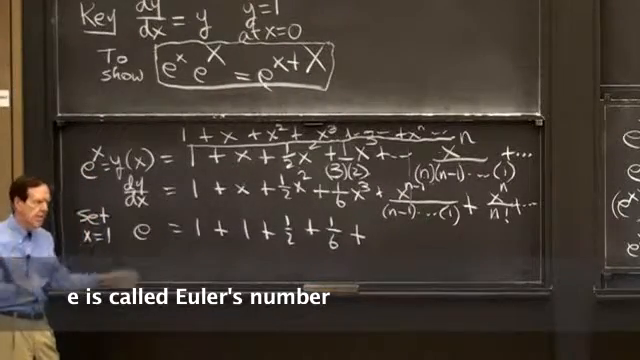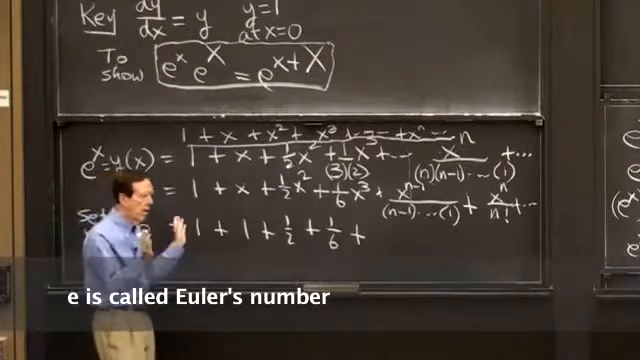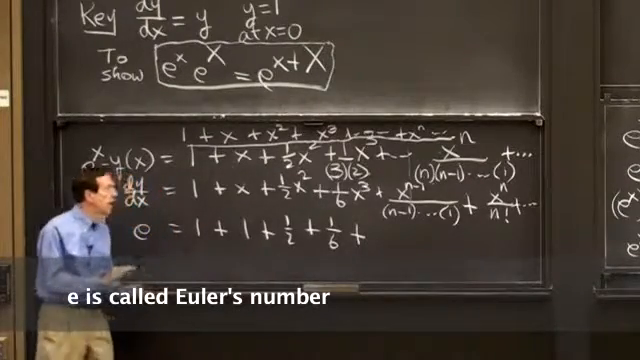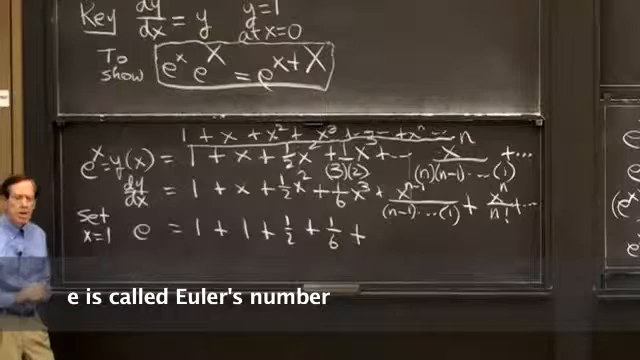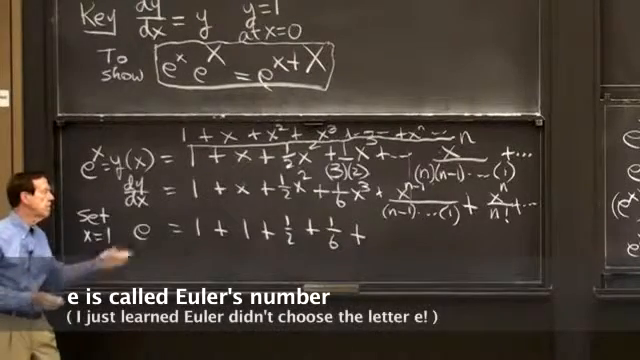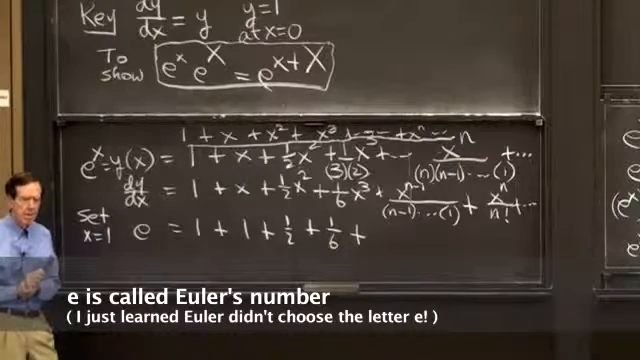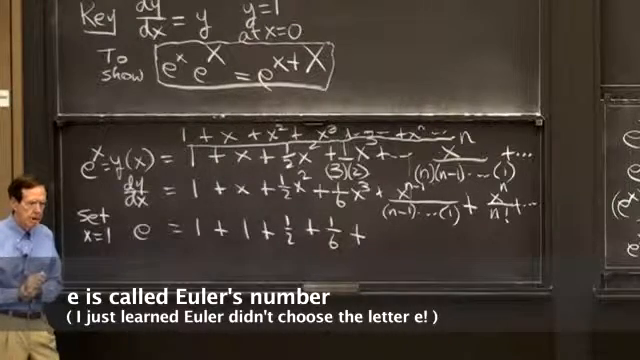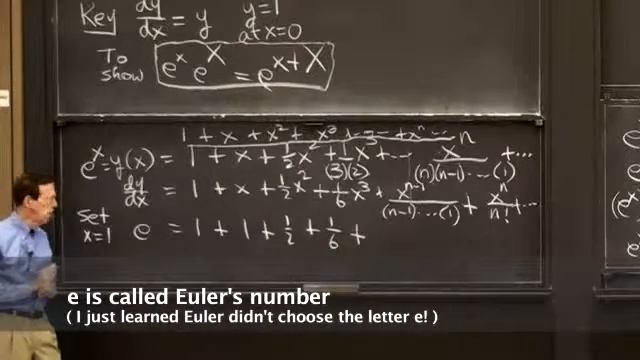Euler was a fantastic mathematician. I think he wrote more important papers than any mathematician in history. So he was allowed to name this number after himself. E. E-U-L-E-R, his name is spelled.